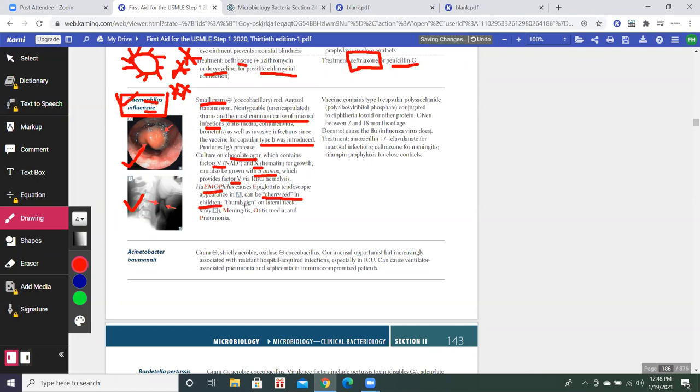This can be cherry red in children, and this can show as a thumb sign on lateral neck x-ray. As you can see, this has a thumb sign for the epiglottitis. Okay, thumb sign for the epiglottitis.